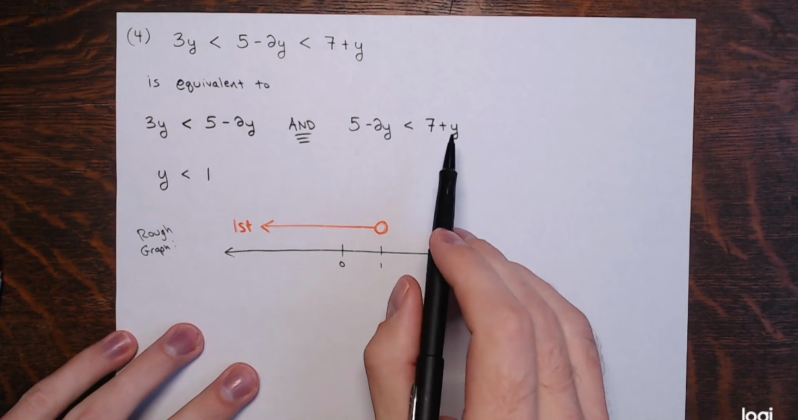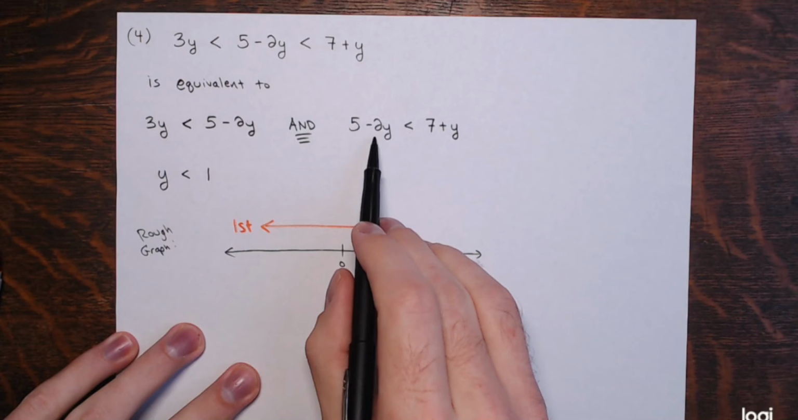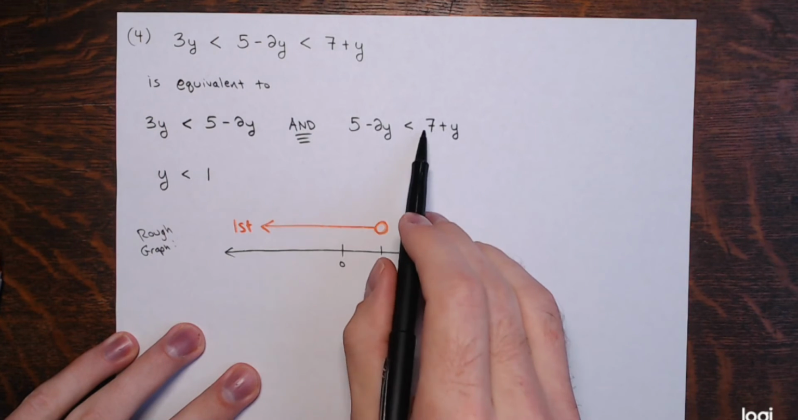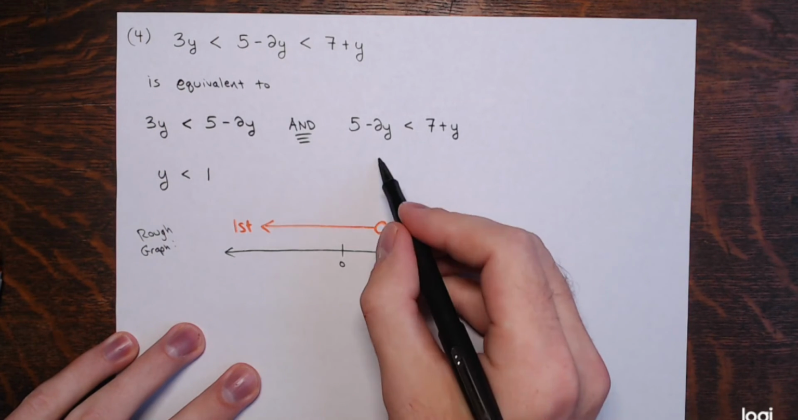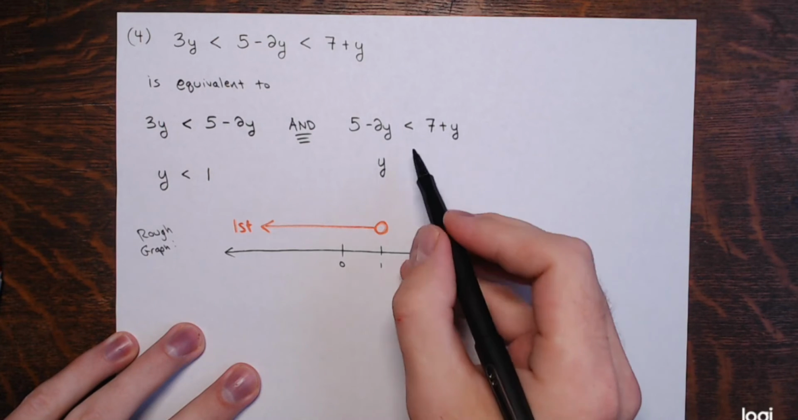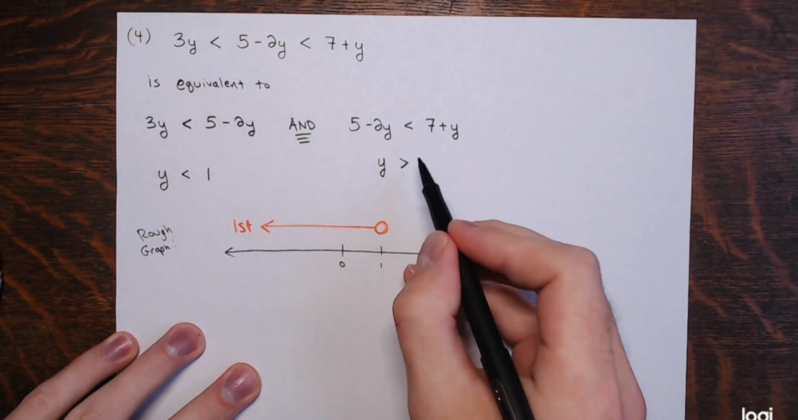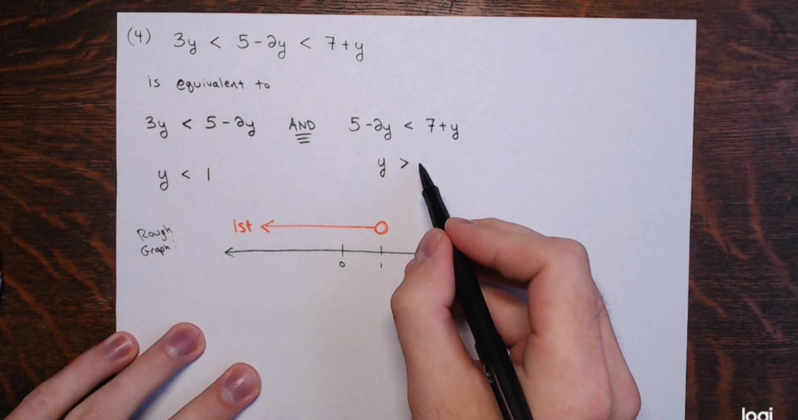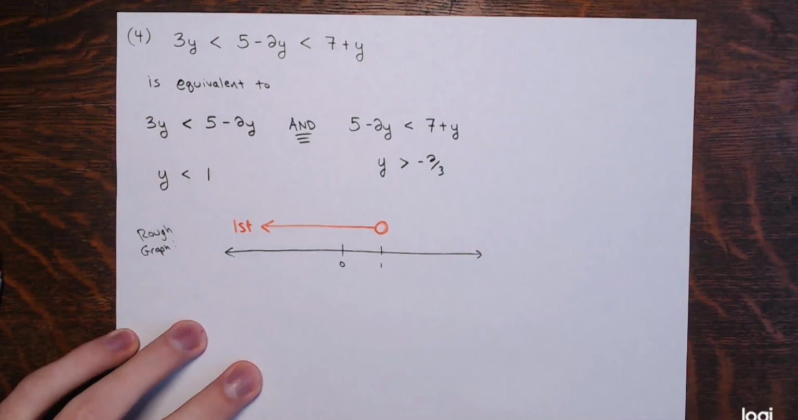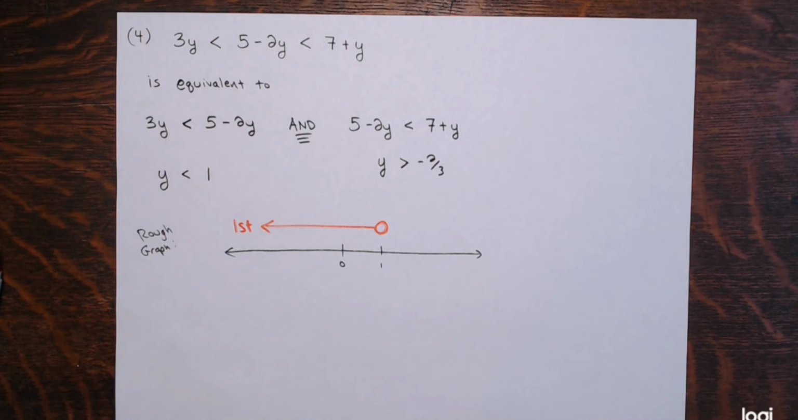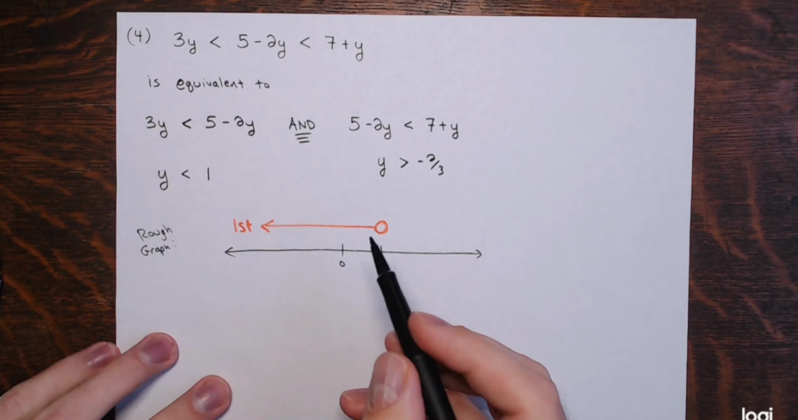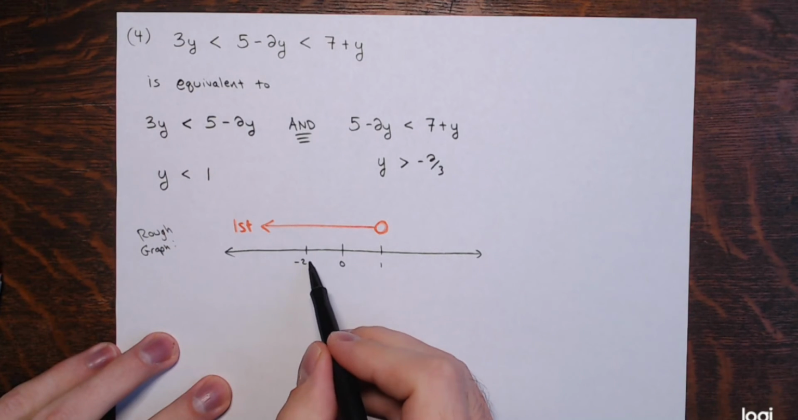All right, then over here, let's subtract y, get negative 3y on the left. Subtract 5, get positive 2 on the right. Divide by negative 3, so I'll change this from is less than to is greater than, and then you'd have 2 divided by negative 3, that'd be negative 2/3. So y needs to be greater than negative 2/3 there. So that would be here, somewhere to the left of 0 on the number line.